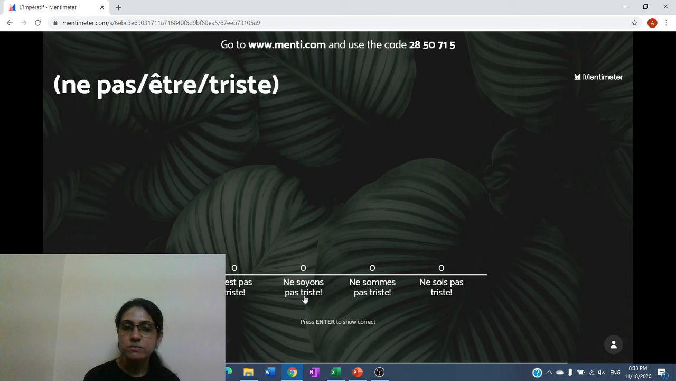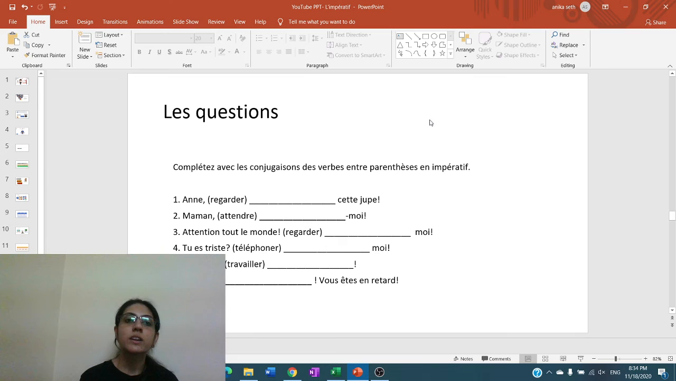So this is how we have conjugated these verbs in the imperative form. Now let's look over here with a few more examples.